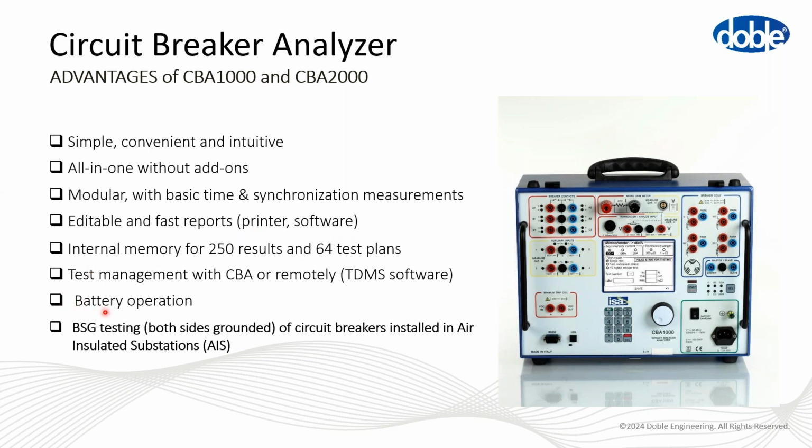One of the biggest differences between CBA 1000, 2000, and CBA 3000 is that the 1000 and 2000 can be operated using a battery, so you don't need to connect the power supply. CBA 3000 doesn't have this, so it must always be connected to the power supply.